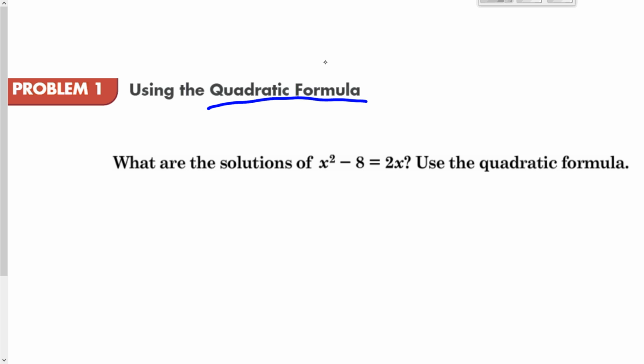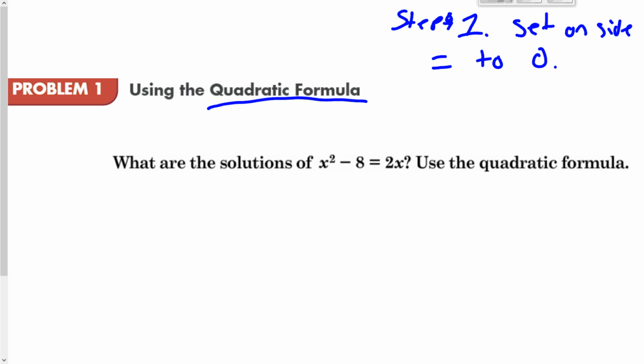Okay, so here are the steps. Step 1 would be set one side equal to 0. So that means on this side I can move this over, negative 2x. Now I can't subtract that from x squared, and I can't subtract it from negative 8, right? So I just add it to make a quadratic equals 0, because I need an a, b, and c.